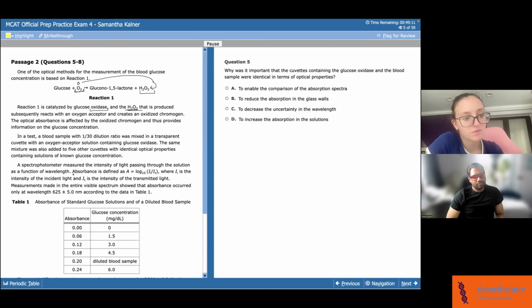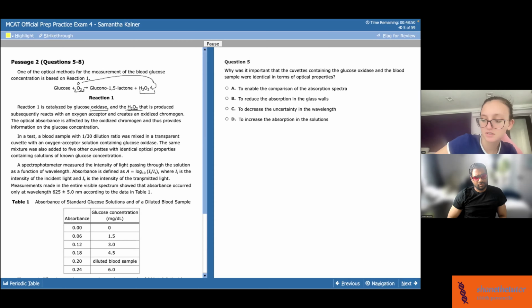A spectrophotometer measured the intensity of light passing through the solution as a function of wavelength. Absorbance is defined as this, where I0 is the intensity of the incident light and I is the intensity of the transmitted light. So they're just giving us the parameters of the equation.